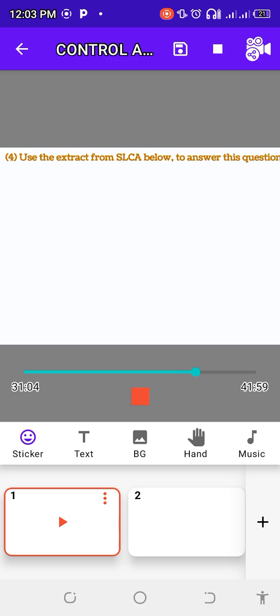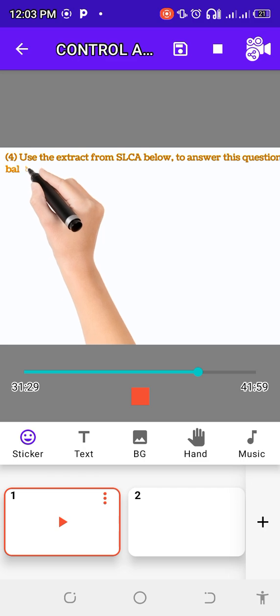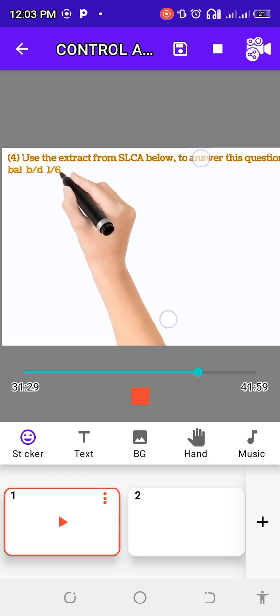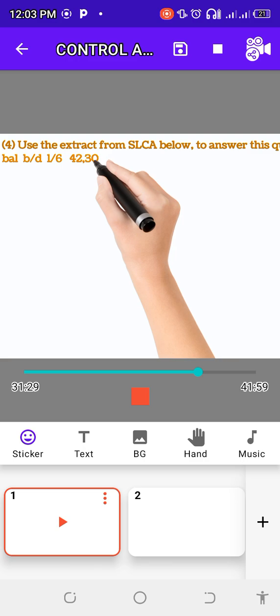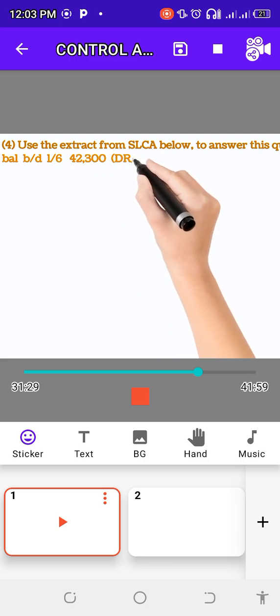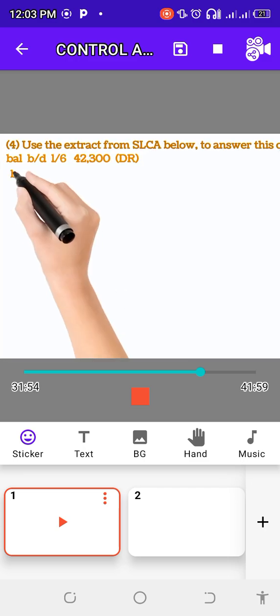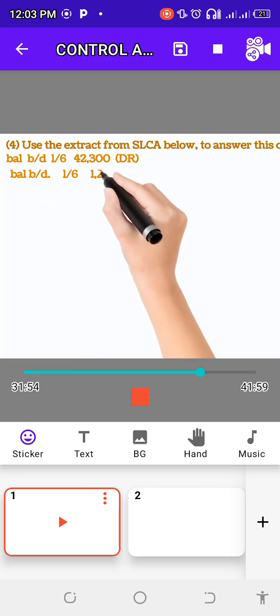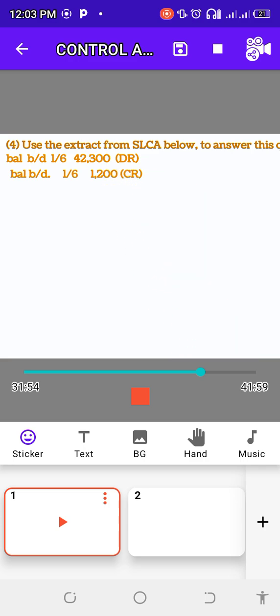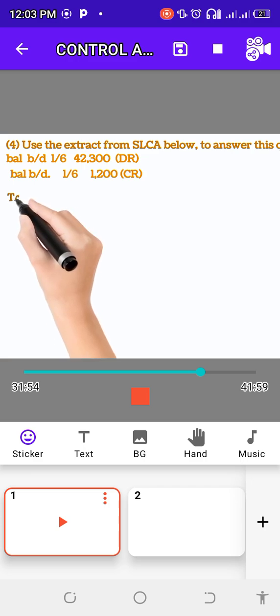So use this extract from the sales ledger control account below to answer this question. Balance brought down on the 1st of June 2024 is 42,300 on the debit side. Another balance brought down on that 1st of June is 1,200 on the credit side.